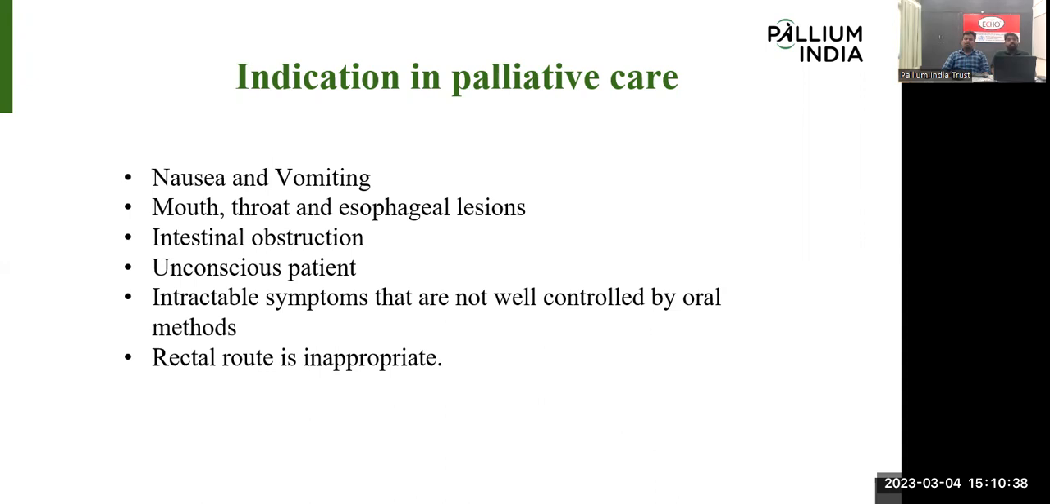But in some situations, the rectal route becomes inappropriate, like if the patient has rectal prolapse or rectal bleeding, or loose stool or spurious diarrhea, or the patient is totally refusing due to shyness. In such situations also, we need to depend on the injection form of medicine to make the patient comfortable. Then we can give the injections subcutaneously.